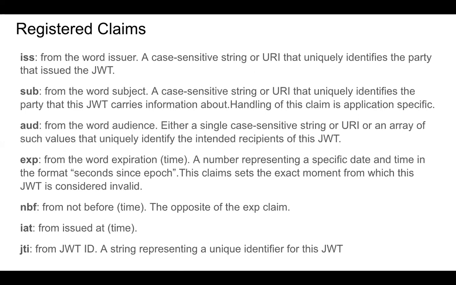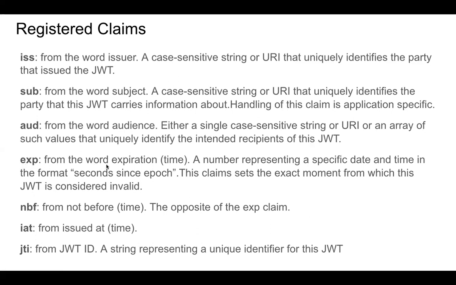Registered claims or registered fields, which means fields which have specific, standard meaning, are these: ISS, issuer. It gives the information about the issuer of the JWT. Sub, from the word subject, that uniquely identifies the party that this JWT carries information about, like what it is. Audience is nothing but the intended recipients of this JWT. These last three are important or more widely used.